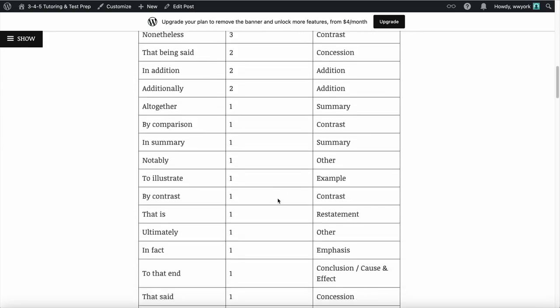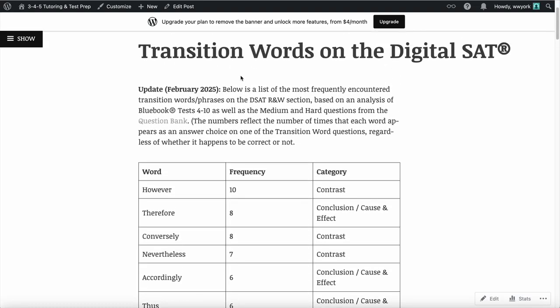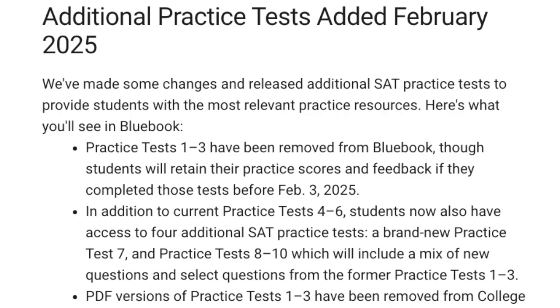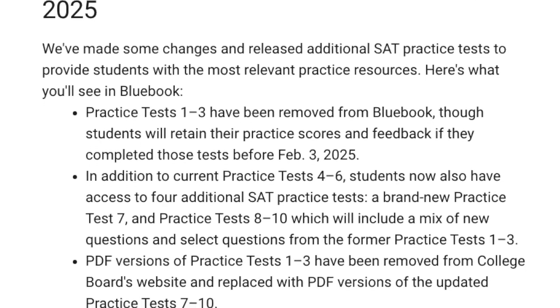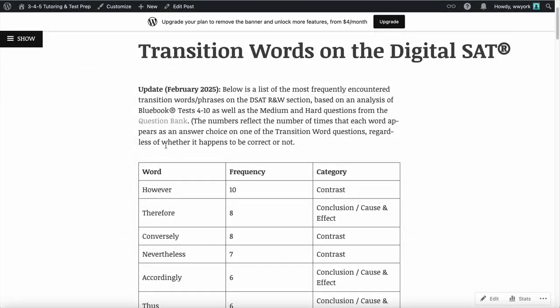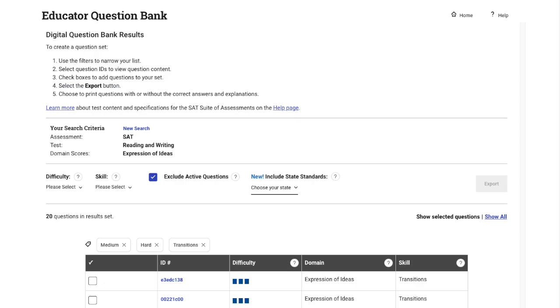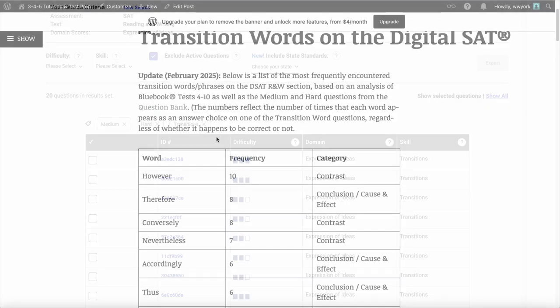But since the College Board has made some recent changes in terms of uploading some new tests, getting rid of tests 1 through 3, reusing a bunch of the questions from 1 through 3 on tests 8 through 10, I thought it would be good to do an updated count of the ones that appear the most frequently. I also included the question bank questions, the medium and hard questions, subtracting out the ones that appear on the Blue Book test, and I made this table.